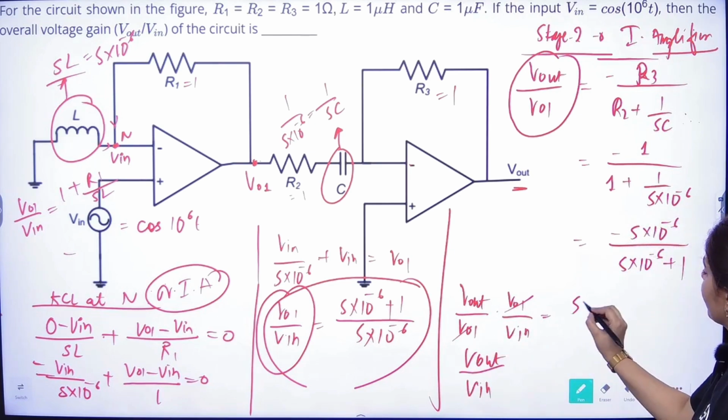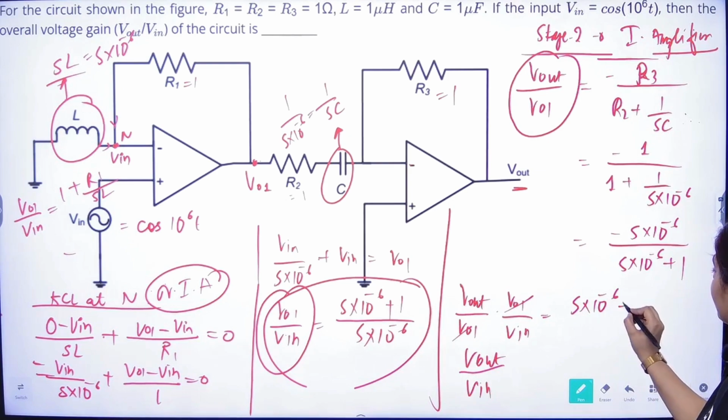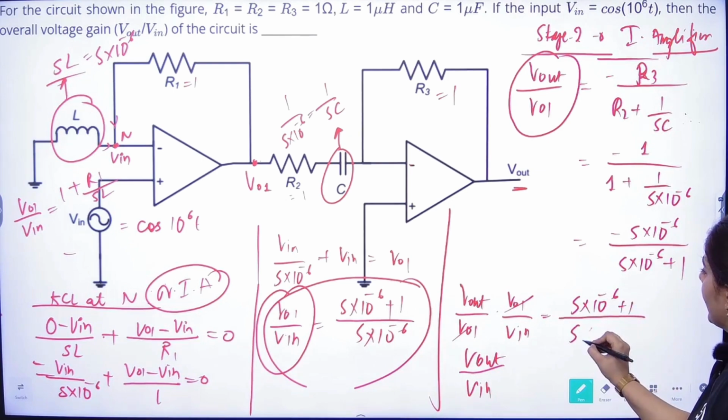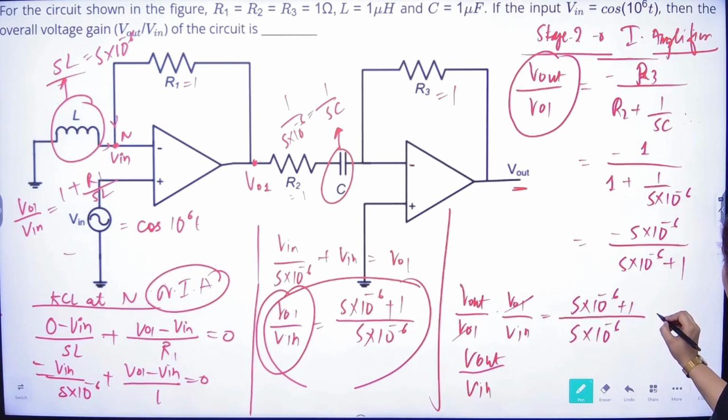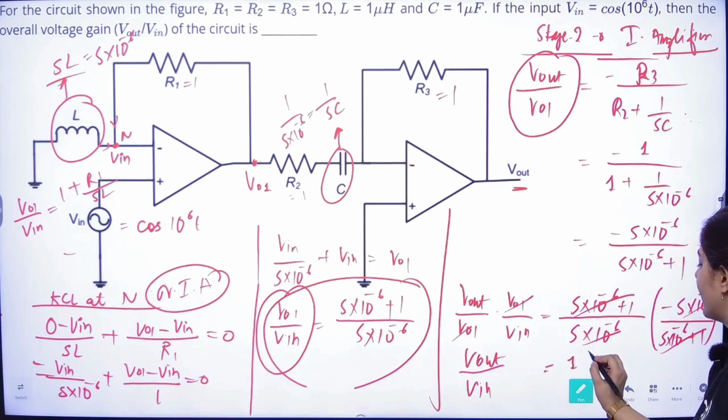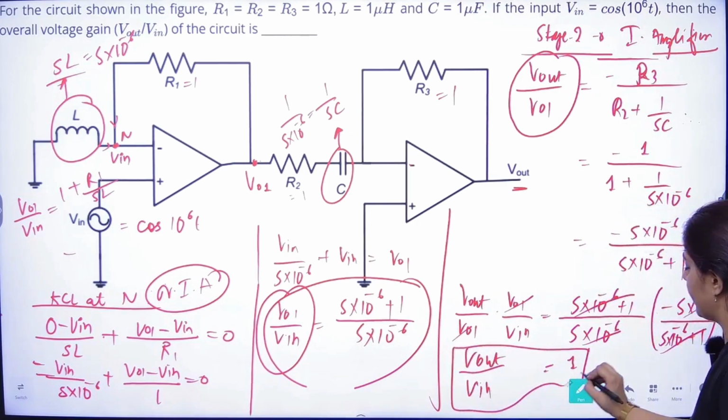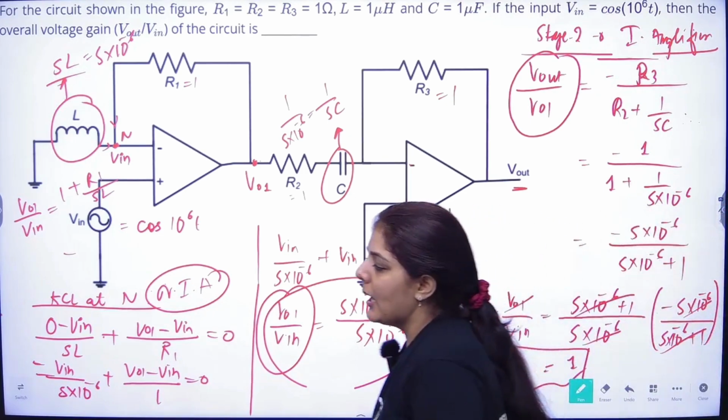We have the gains of both the stages: 10 raised to power minus 6 plus 1 divided by S into 10 raised to power minus 6, multiplied by minus S into 10 raised to power minus 6 divided by S into 10 raised to power minus 6 plus 1. This and this all will cancel out. The final gain will be minus 1. So the final gain will be minus 1.